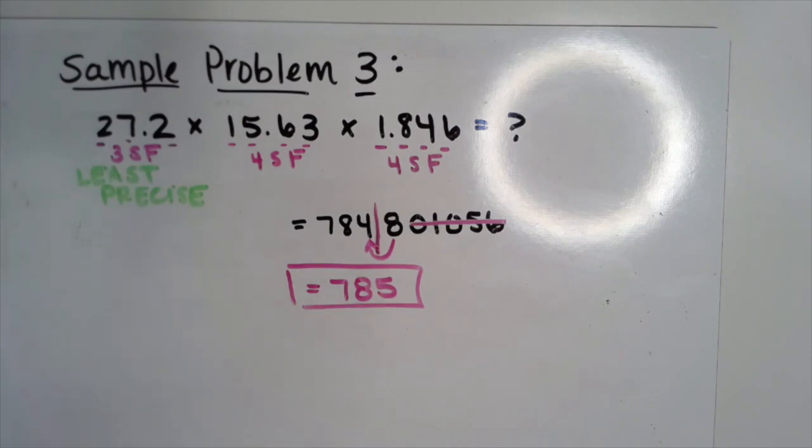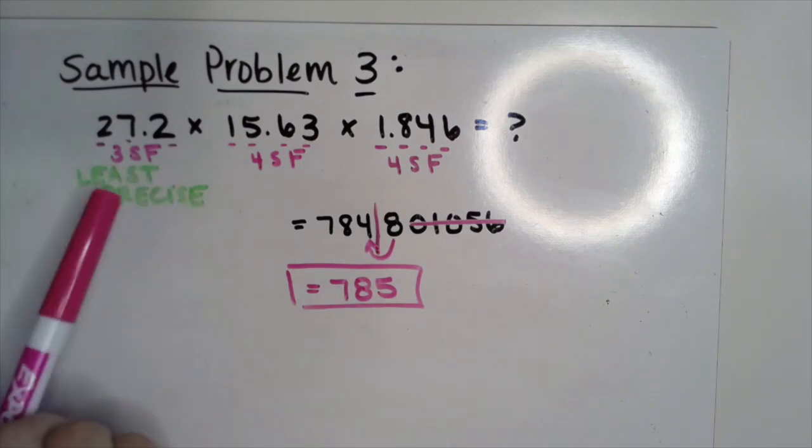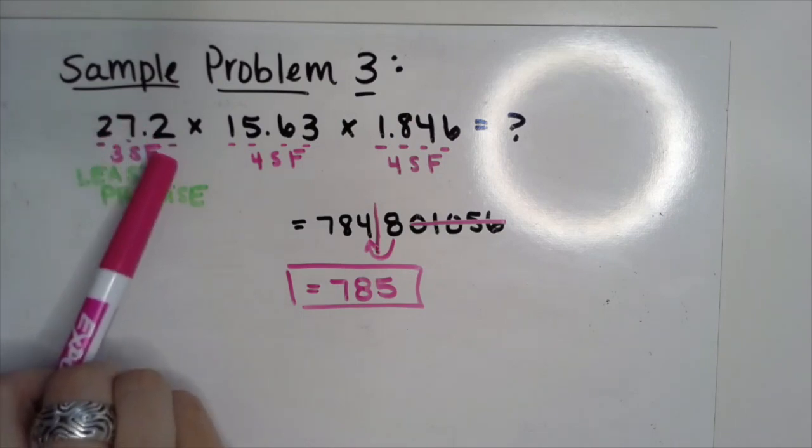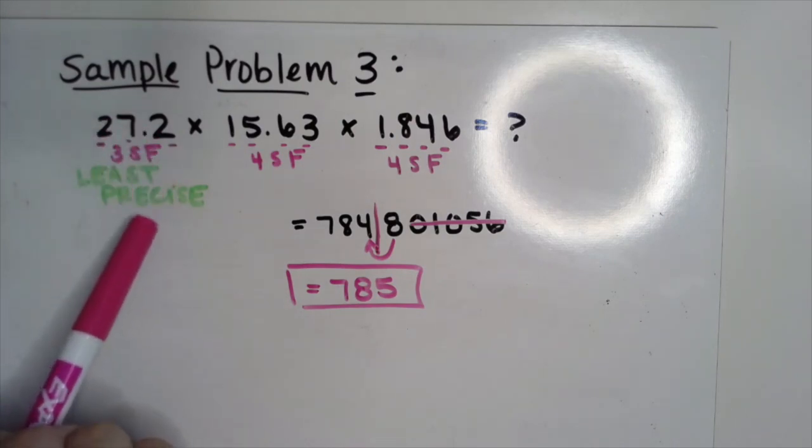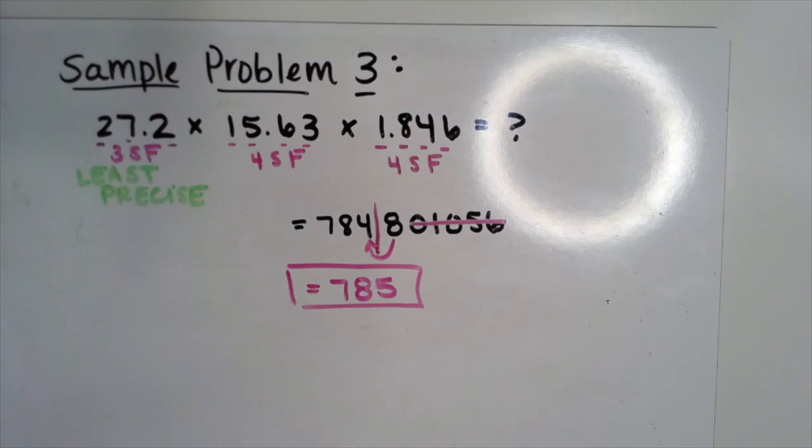And it's the same thing for division. Your measurement with the least number of significant figures is the least precise, and that's how many significant figures you should round your answers to.